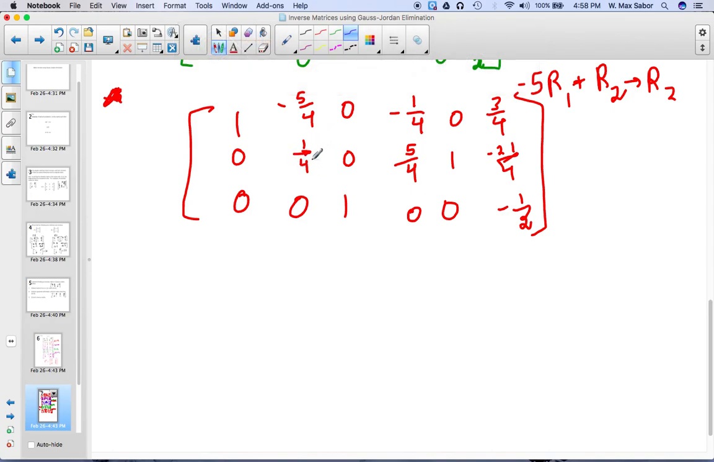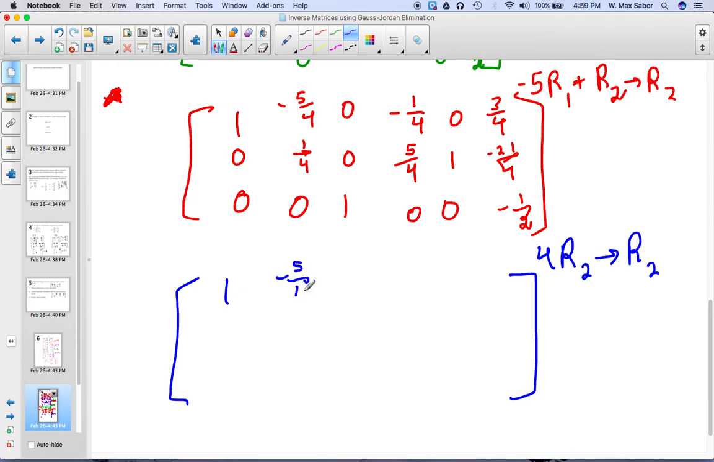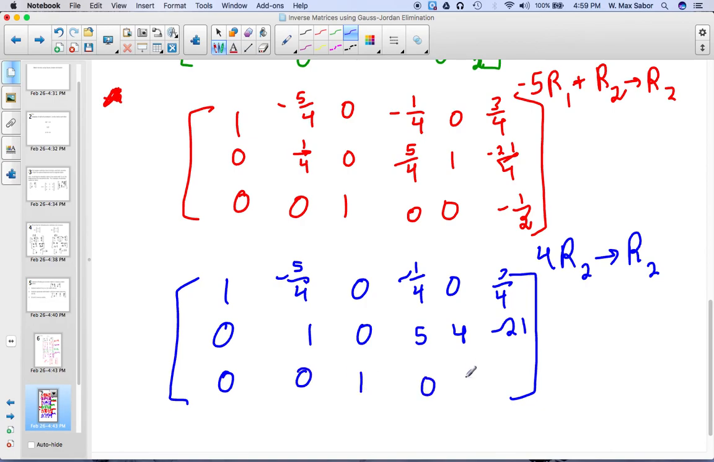We can multiply this second row by 4. Take row 2, multiply it by 4. And now row 2 and row 3 are looking good. Zero, 1, 0, 5, 4, negative 21, 0, 0, 1, 0, 0, negative 1/2.